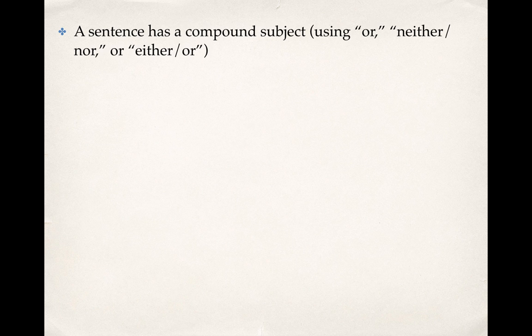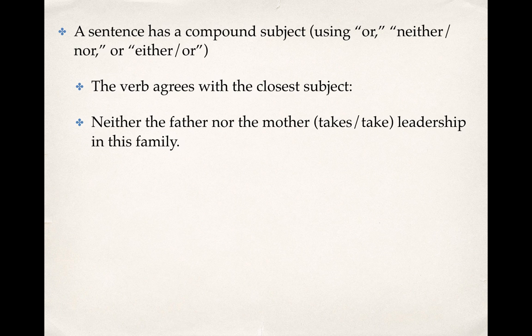We also have compound subjects that use words that are linked using the words or, neither nor, or either or. And these are going to be a little different than the first compound subjects we talked about. So in this instance, the verb is going to agree with the subject with the word that is closest to the verb. So neither the father nor the mother takes or take leadership in this family.